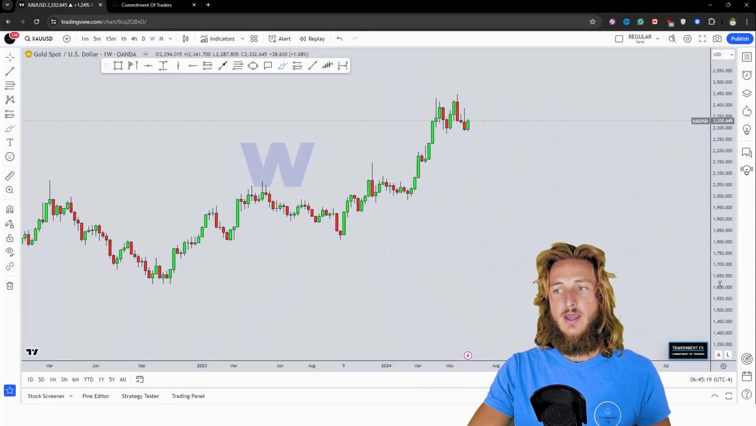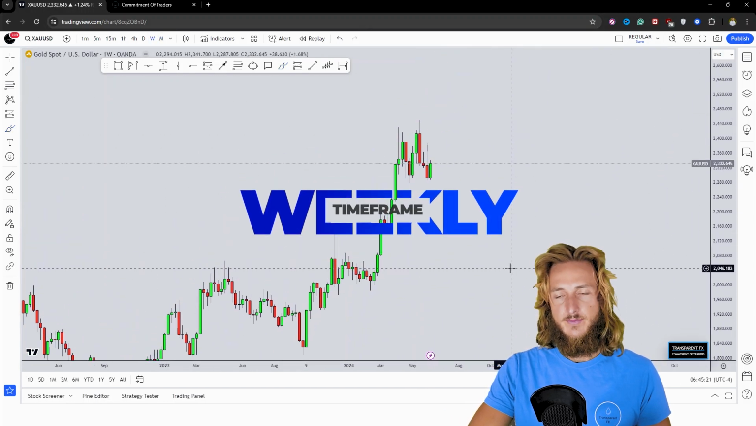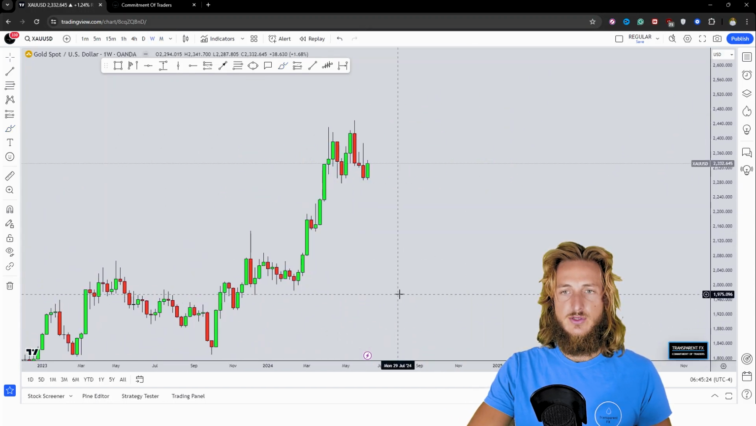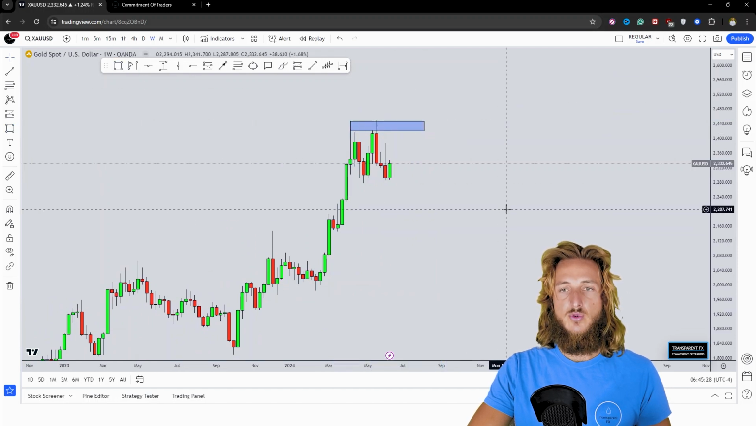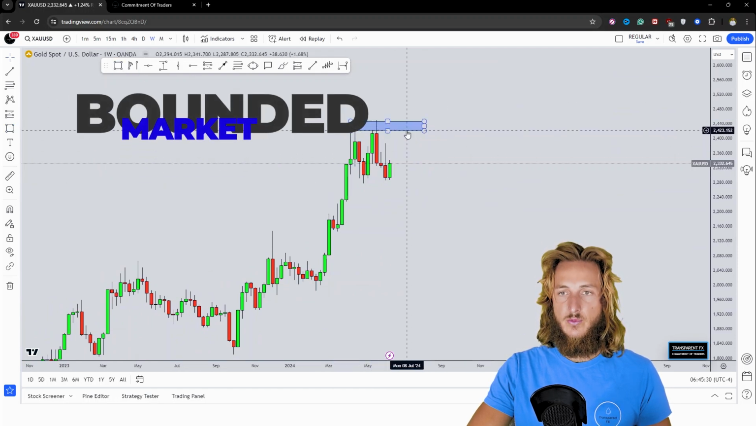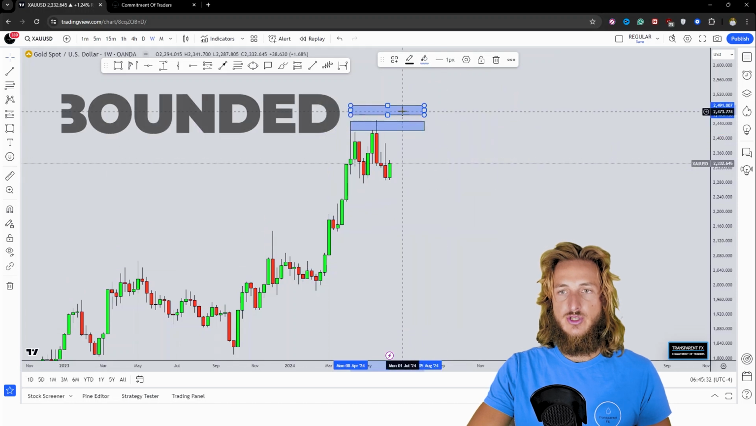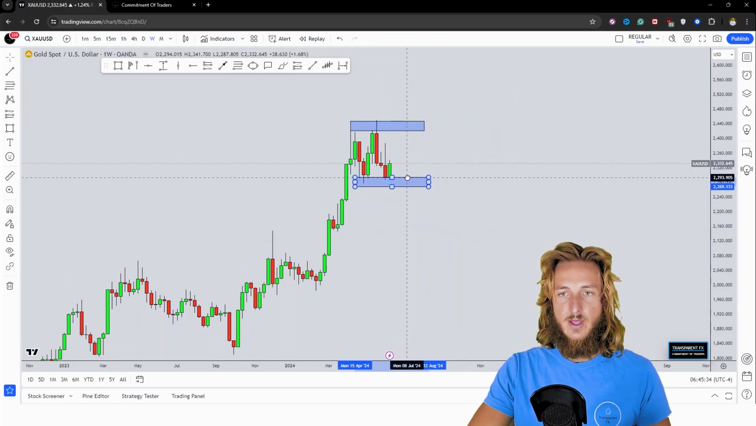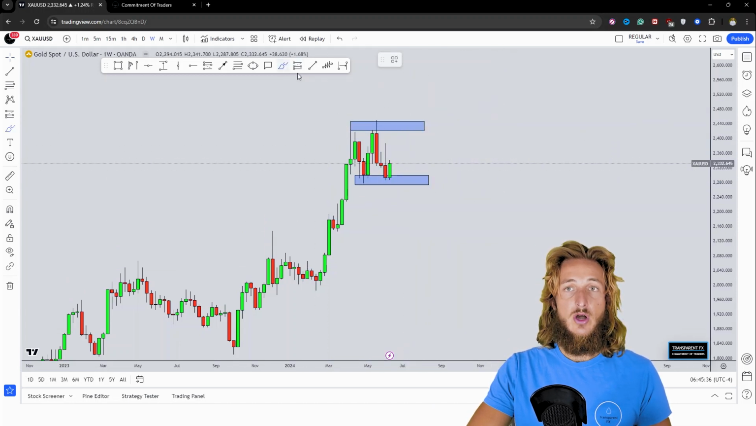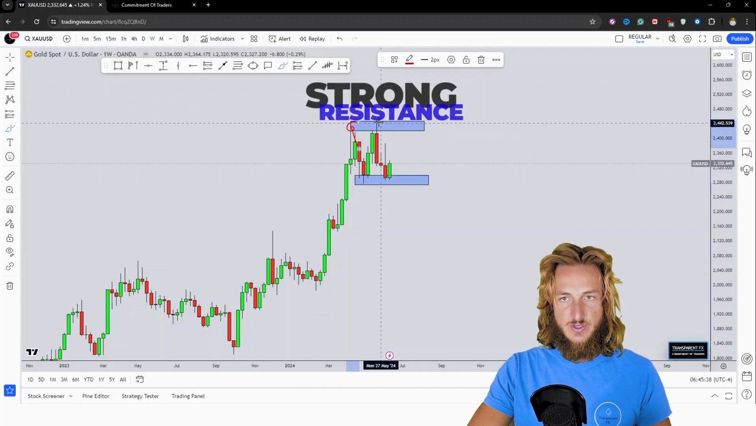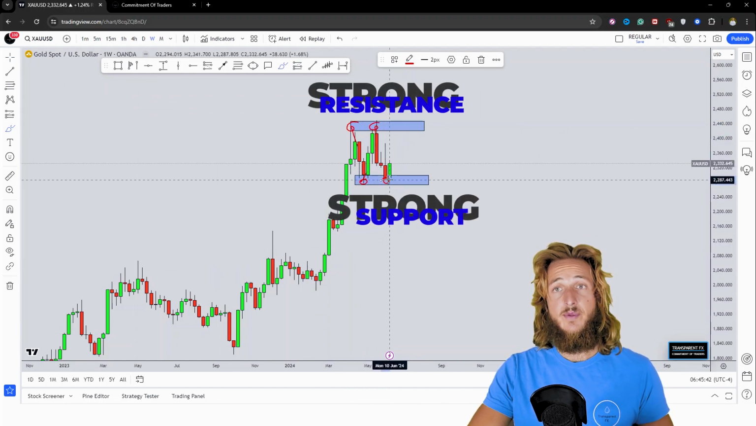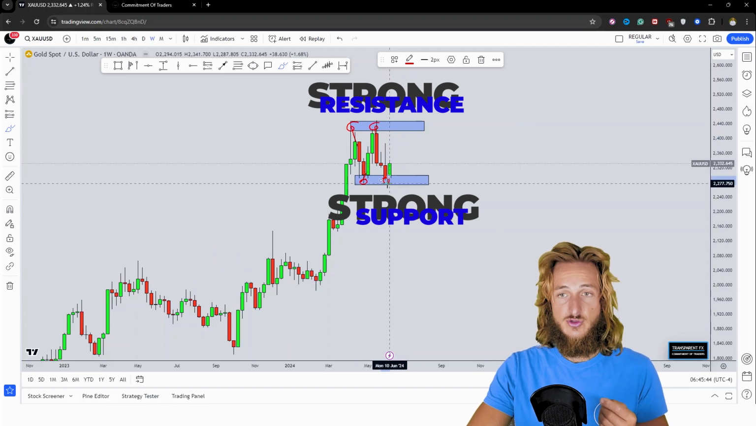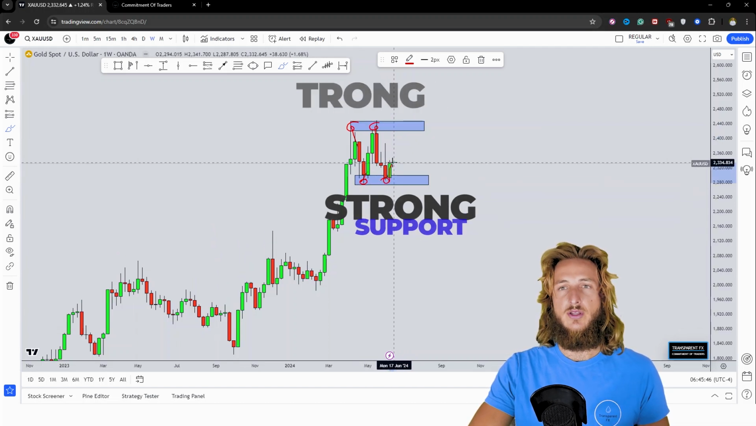Dropping down on the weekly time frame, what do we see? Well, from a weekly perspective, the situation is quite clear. We have a market which at the moment is starting to move in this weekly range. We have the top of the range here, and we have the bottom of the range here. Now, obviously, the top of the range is acting as resistance, and the bottom of the range is acting as support. And at the moment, the market has just tested the previous support, already started rejecting it to the upside.